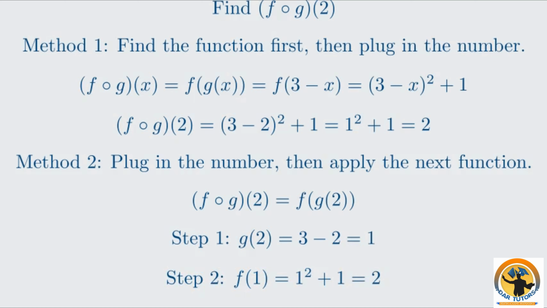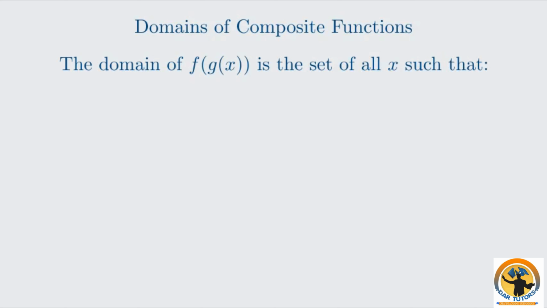Both methods give the same answer, but the second method avoids the need to find the full algebraic expression for the composite function. Understanding the domains of composite functions is a critical and often overlooked aspect. The domain of f∘g(x) is not necessarily the same as the domain of f(x) or g(x). It depends on both. The input x must be in the domain of the first function applied, g. Furthermore, the output of g, which is g(x), must be in the domain of the second function applied. If either condition isn't met, x is not in the domain of the composite function.